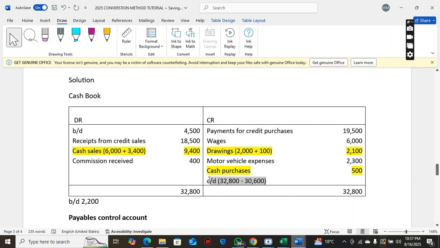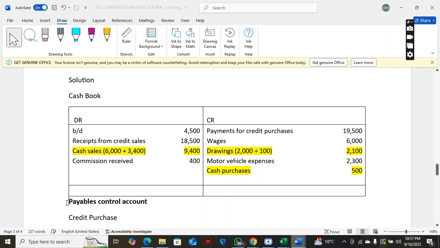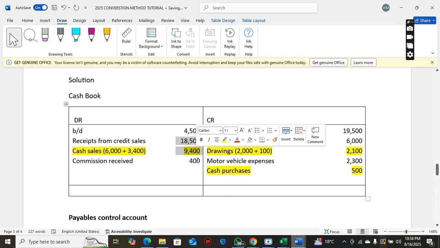For 28th September, 1st September. So this is how you get the balance for any account, right? You get the total debit and you also get the total credit. You see which one is high. Okay. So if we add up the debit side, 45 plus 18.5 plus 94 plus 400.